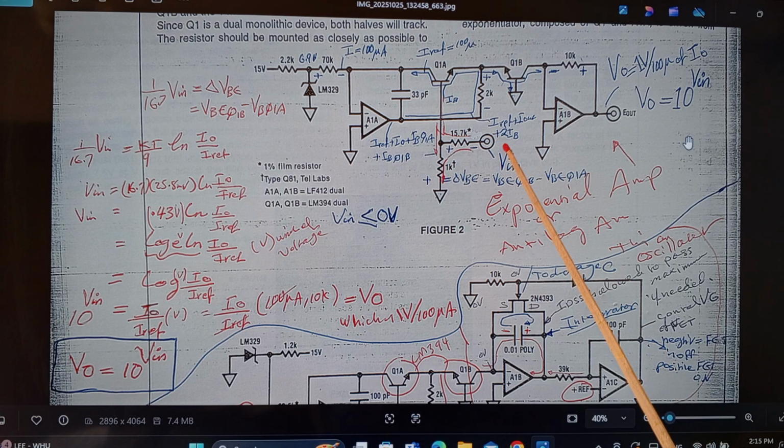We're going to start by applying 1 volt in here. Why? Because we want to have VO equal 10 to the power of 1, which equals 10 volts. So we apply 1 volt in here to get our 10 volts. Applying 1 volt in here, you get your voltage divider between the 15.7K and the 1K. That gives you 60 millivolts across the 1K resistor.